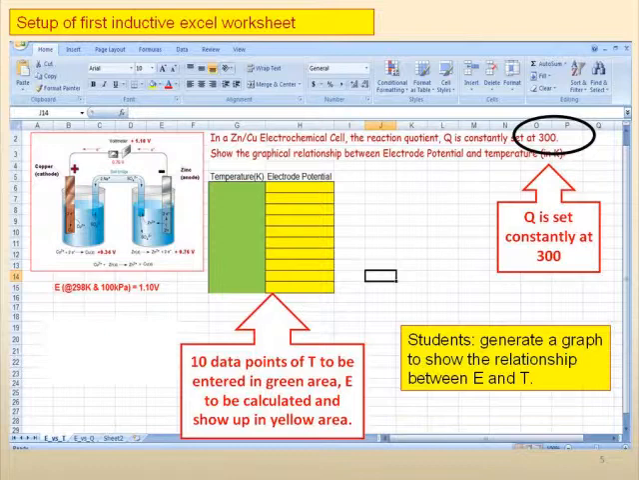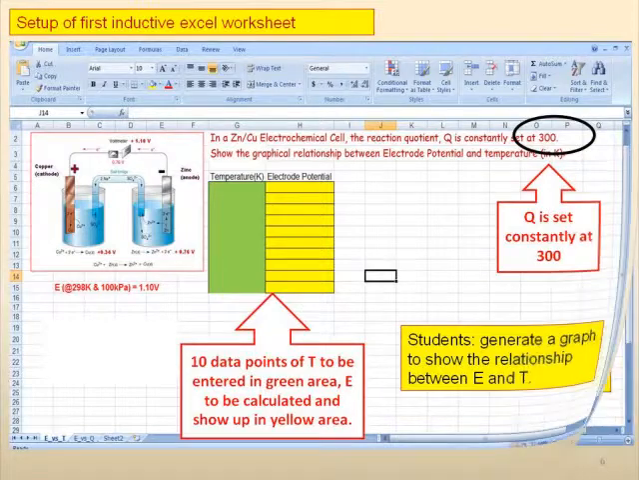Once a data point is entered, the corresponding value of electrical potential E will show up in the yellow area. I have already set up a program to calculate each E automatically once a value of T is entered. The next step for the student is to generate a graph to show the relationship between E and T.